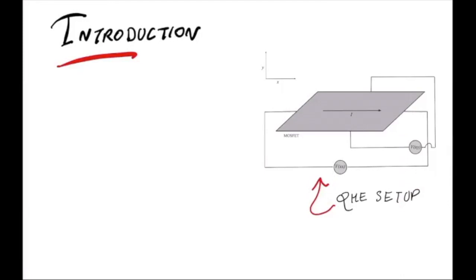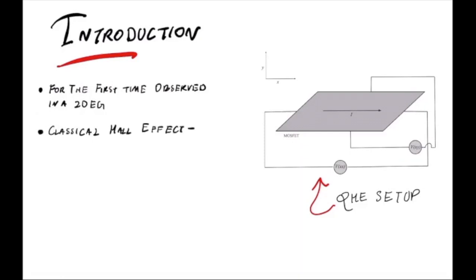For the first time, the quantum Hall effect was observed in a two-dimensional electron gas when a magnetic field was passed through it in a perpendicular direction. To discuss this elusive phenomenon, first of all, we will recap a bit of the classical Hall effect.